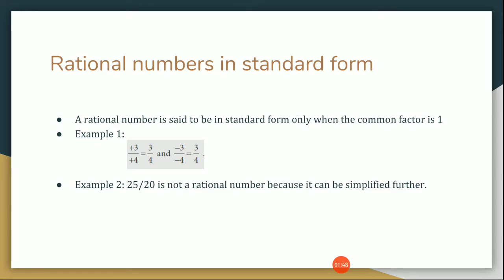Next, rational numbers in standard form. Standard form means it should have only one common term, and that number is always 1. Okay. For example, they are giving you 3 by 4. This 3 by 4 you cannot cancel further, and there is only one common multiple, that is 1 into 3 and 1 into 4. So the common multiple here is only 1. Only if it is 1, it is said to be in standard form.